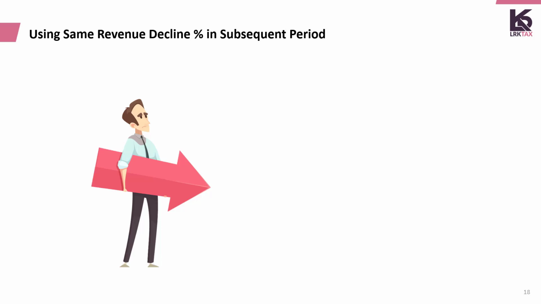6. Using same revenue decline percentage in subsequent period. So with the old rules, what happened was there was a rule which allowed an employer to be automatically eligible for the CEWS, provided they were eligible in the previous period. So if I was eligible in period 1, I would automatically be eligible for period 2. So that's how the old CEWS program works.